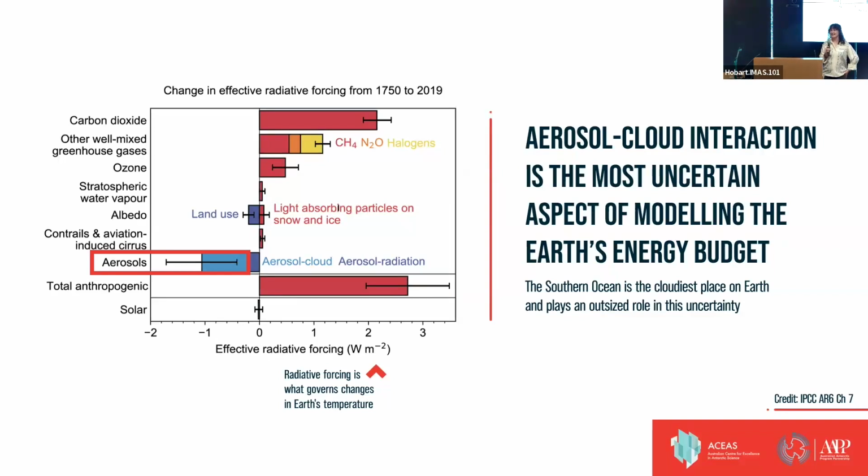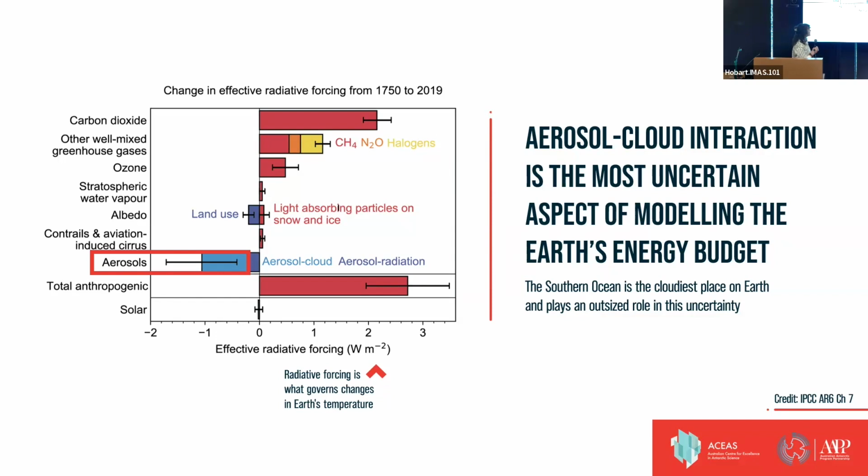So why do we care about aerosol-cloud interaction? Aerosol-cloud interaction is the most uncertain aspect of modelling our Earth's energy budget. So what I mean by energy budget is sunlight comes in to the planet. Some of that sunlight is reflected back out to space. Some of that is re-emitted as long-wave radiation, but that's basically our budget, how much comes in and how much goes out. So we can see carbon dioxide has a positive radiative forcing. Radiative forcing is what governs changes in temperature. And then we see aerosols and aerosol cloud interaction have a negative radiative forcing. So they actually cool the planet, offsetting carbon dioxide.